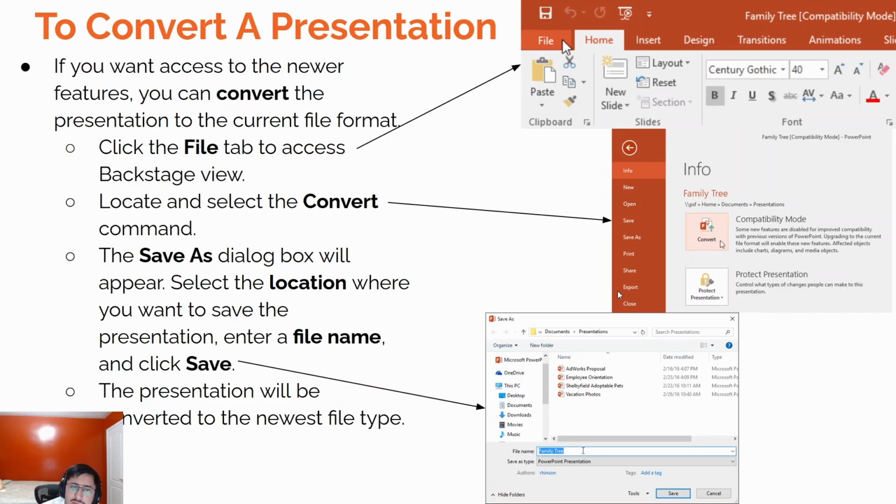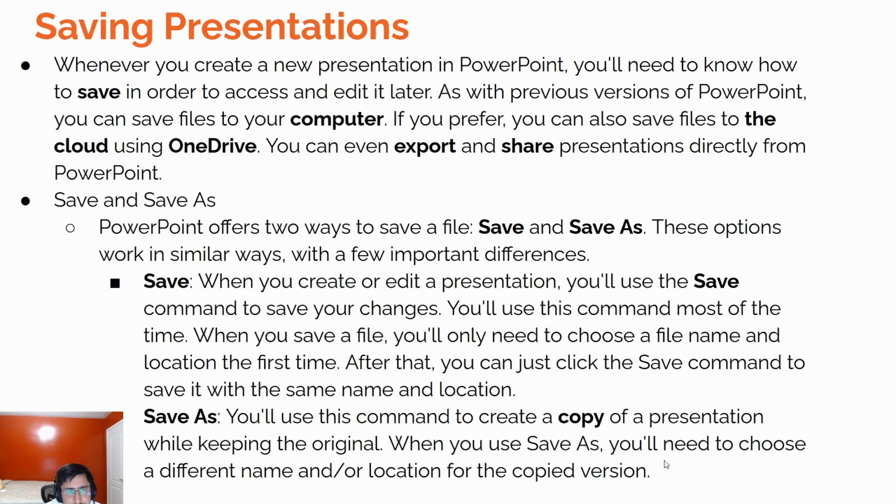Now, if we want to convert a presentation to a different file type, we can also do that. We go to the File tab, and then we go to Convert, and then we can select our file type, and then just click Save.